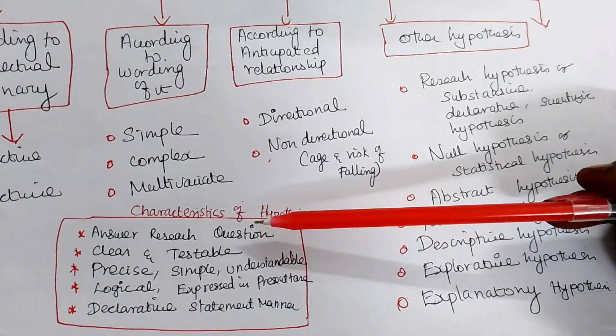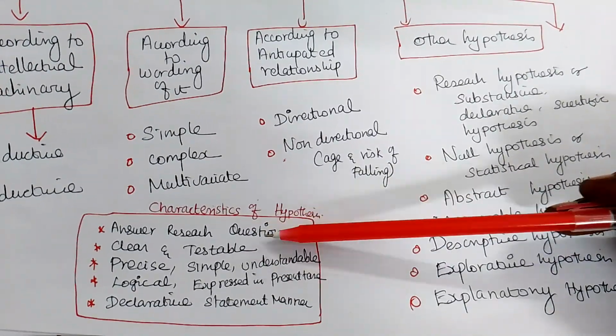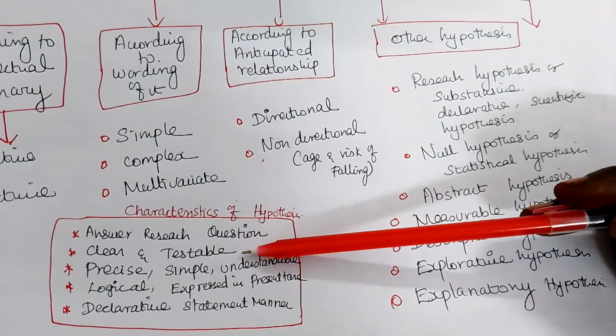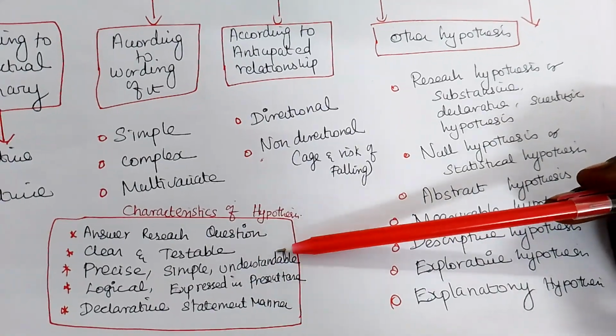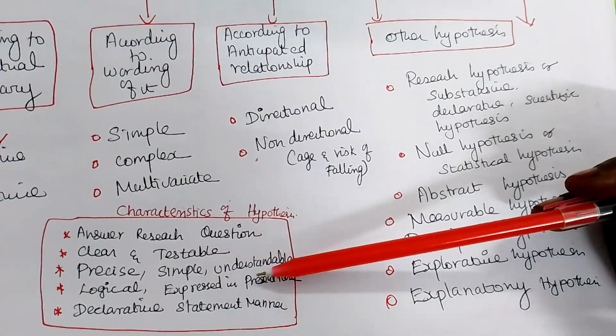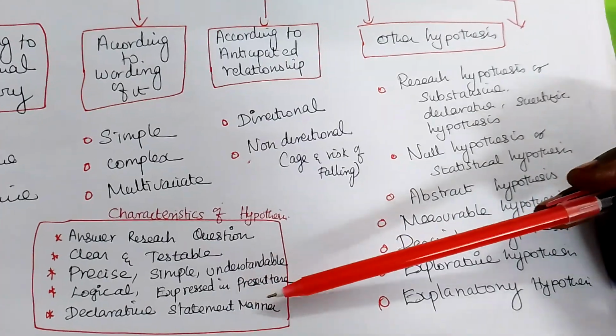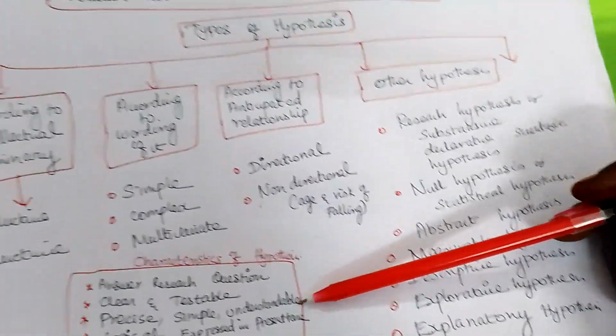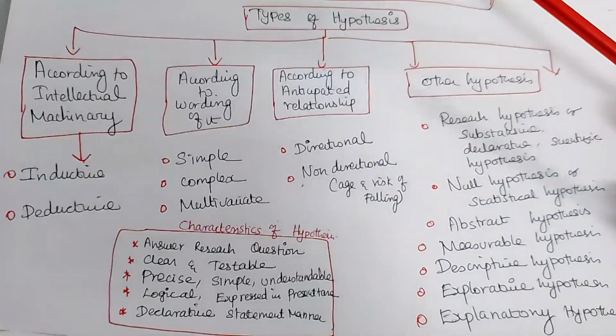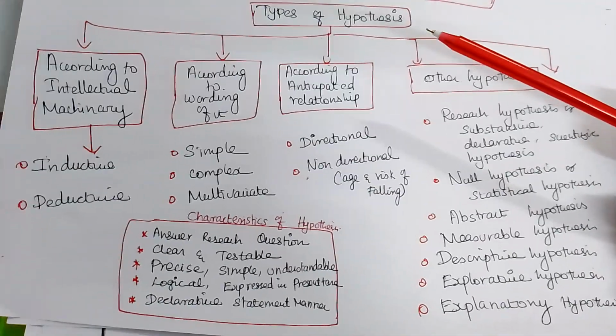Understand? So it should answer the research question, it should be clear, testable, precise, simple, understandable, logical, expressed in the present tense, and it should be a declarative statement. Most of the time the hypothesis is also asked as a 5-mark question.